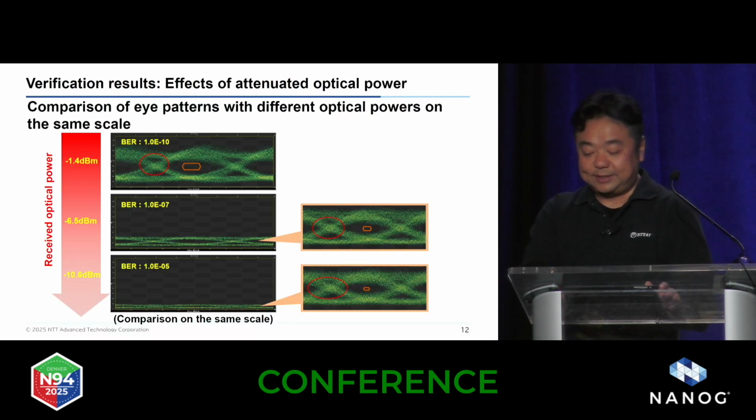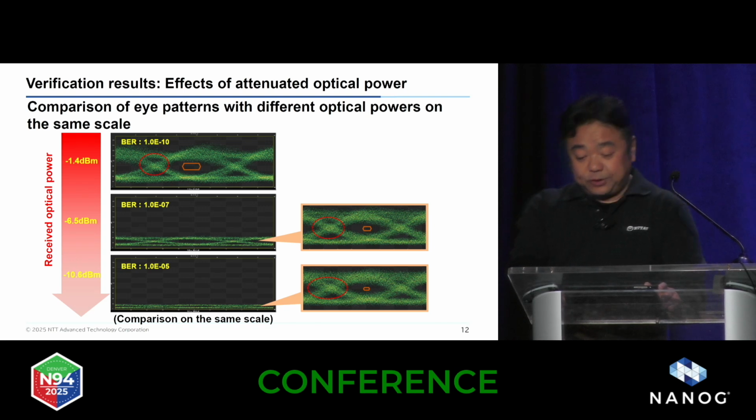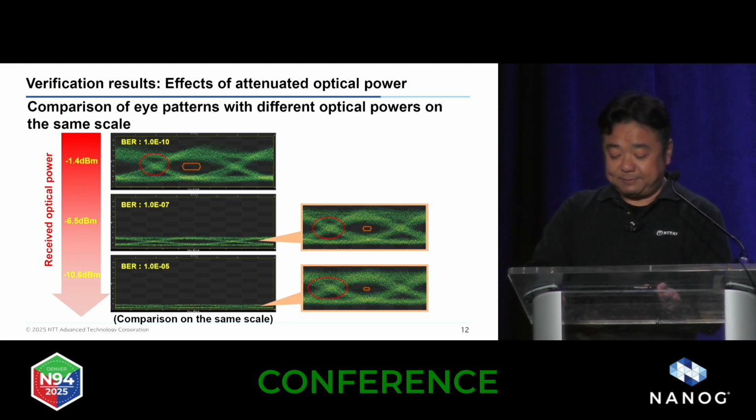We've also tested the effect of changing the optical power state when the multiple reflection occurs. The top image shows the eye pattern when the optical power is at -1.4 dB. The next image shows the eye pattern when the optical power is reduced to -6.5 dB. At the same scale, the height of the eye pattern is about 1/3 lower than the image above.